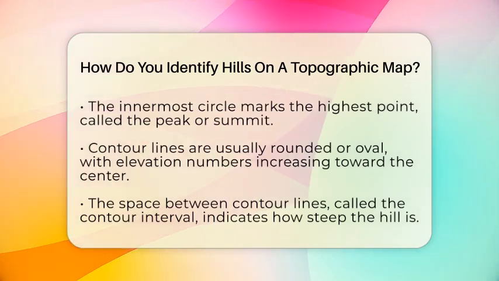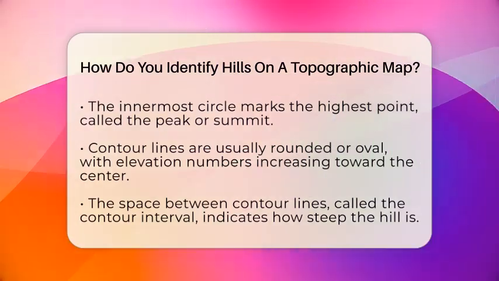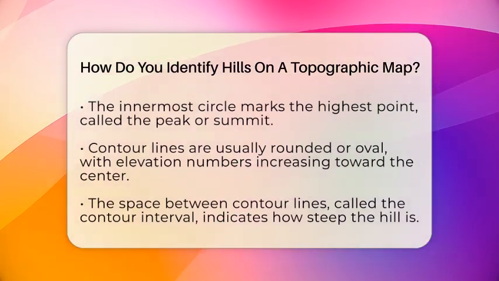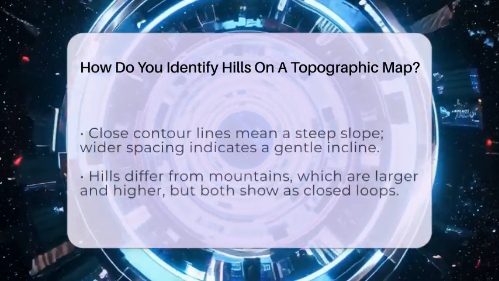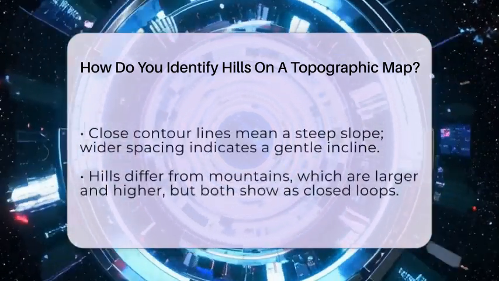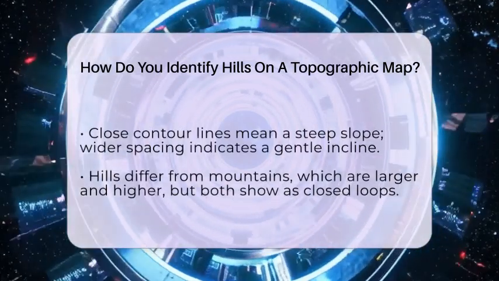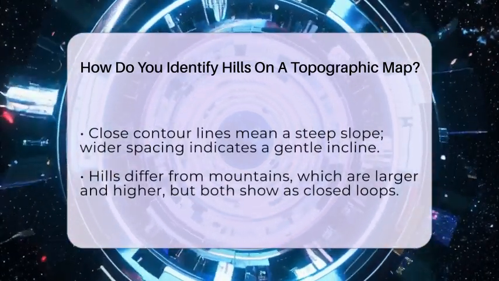The space between the lines, called the contour interval, tells you how steep the hill is. If the lines are close together, the slope is steep. If they are farther apart, the hill is more gentle. This helps you understand how sharp or gradual the rise is.